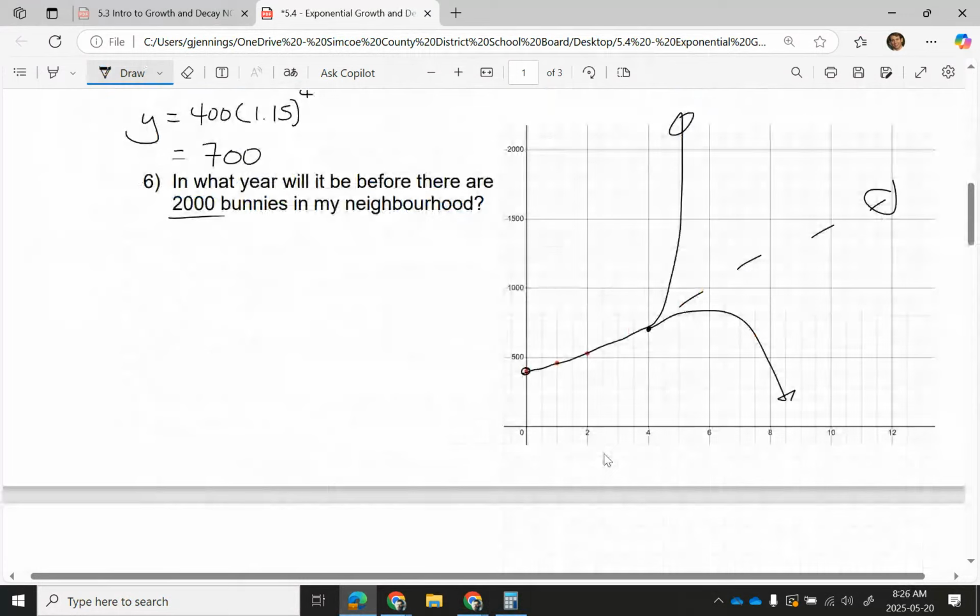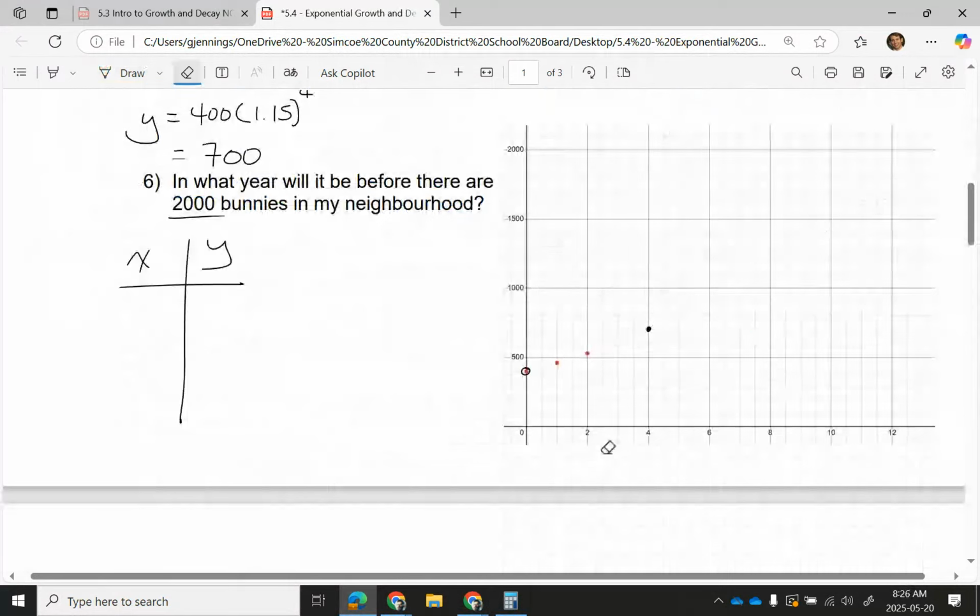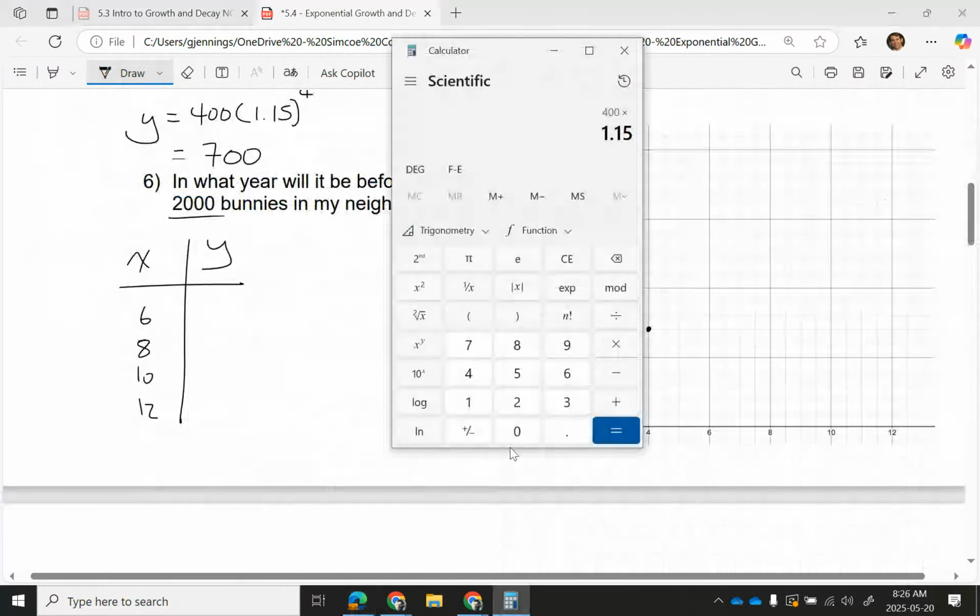So we're going to go x and y and fill in a little table here. That's a great idea. Let's do the even ones: 6, 8, 10, and 12. Now we're just going to punch it each time. 400 multiplied by 1.15 raised to the power 6 equals 925. Was it 925 or 926?